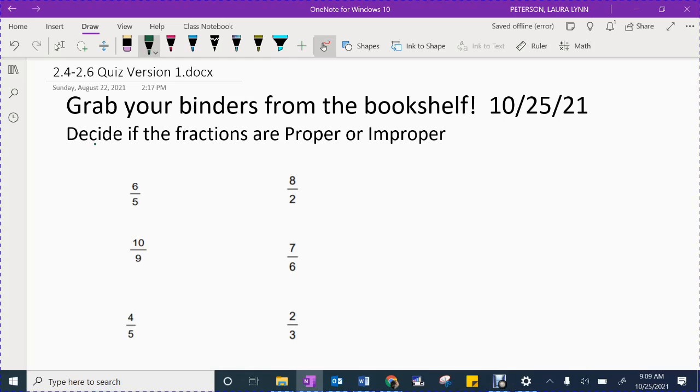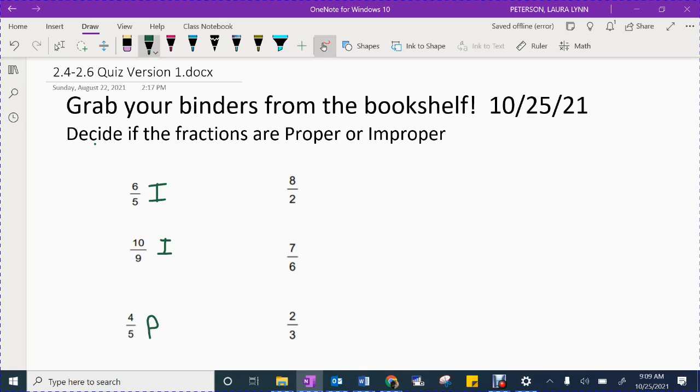Good. Okay, let's see how well you did. 6/5. 6 is bigger than 5, which makes this improper. So I. 10/9. 10 is bigger than 9, so that makes this one also improper. 4/5. This one is, let's see, 4 is smaller than 5. That makes that proper.